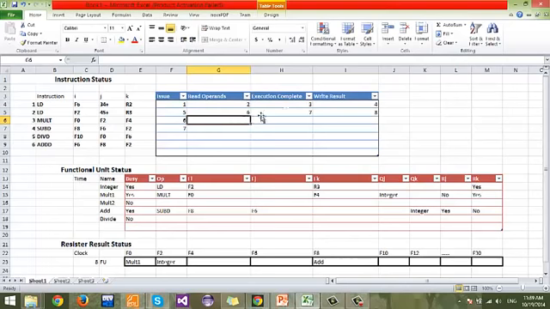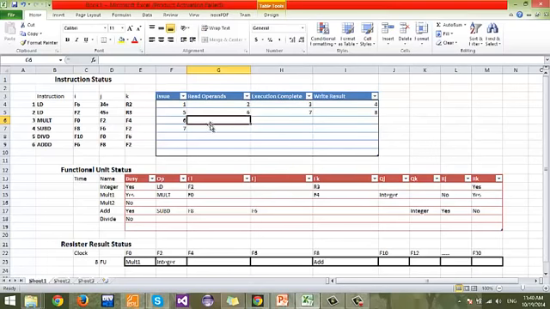Mult. What will happen to mult? Can it read the operands? No. At the beginning of clock cycle 8, the results are not written, so mult cannot read the operands. At the end of clock cycle 8, the write function is finished. So at the beginning of clock cycle 9, mult can start its reading.